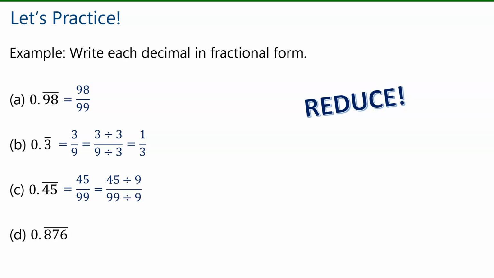0.45 repeating would be 45 over 99. Now I know I can divide both of these numbers by 9, thinking about my multiplication facts. 45 divided by 9 is 5, and 99 divided by 9 is 11.